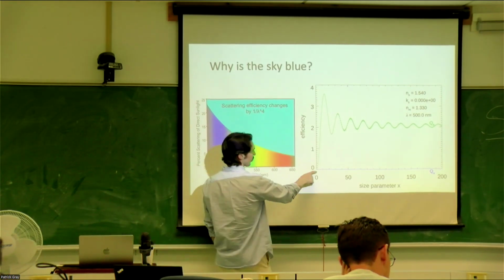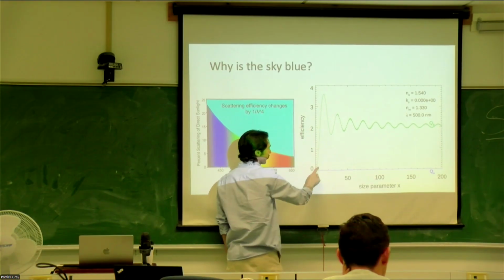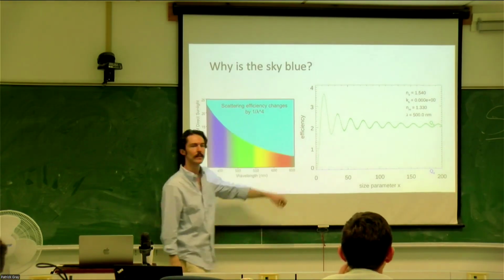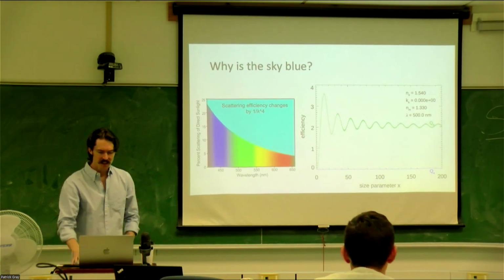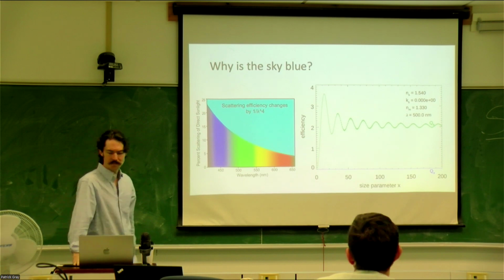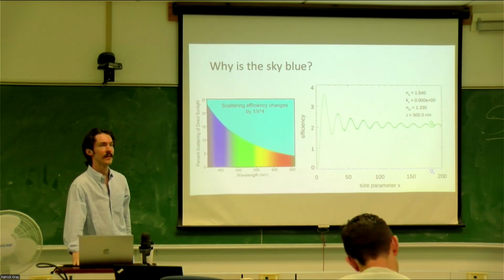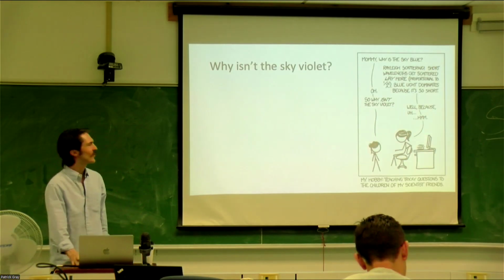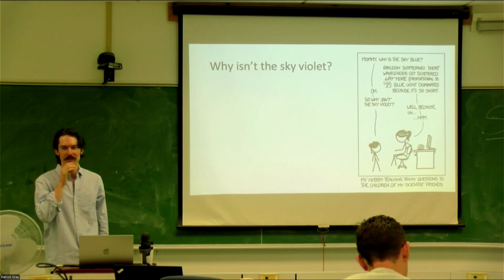So we're in this section, if you remember the Mie lecture from a couple days ago, we're in this section of the curve of scattering efficiency. And air molecules are tiny, 0.0005 microns-ish. Okay, so why isn't the sky violet?